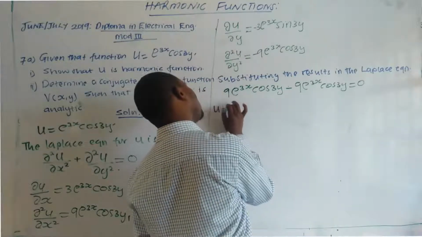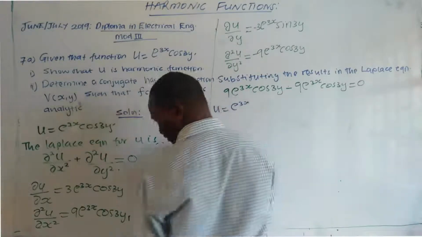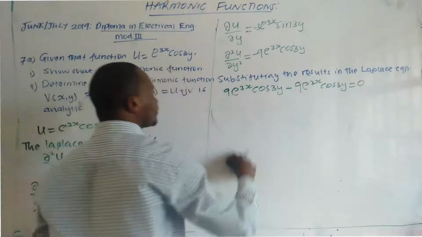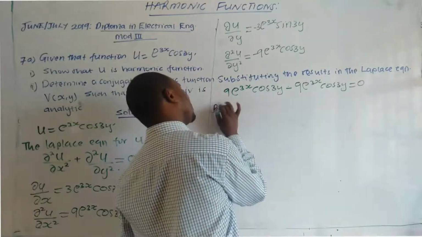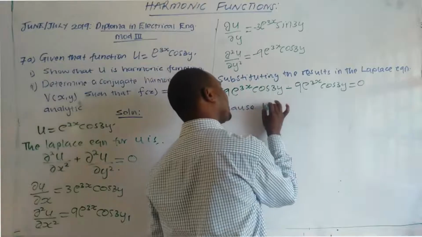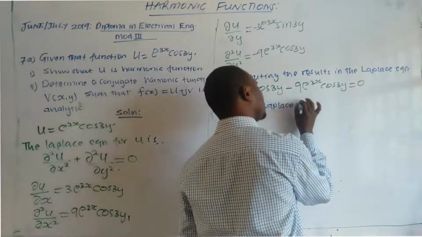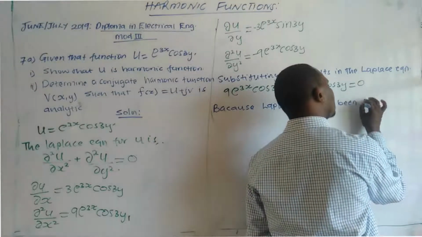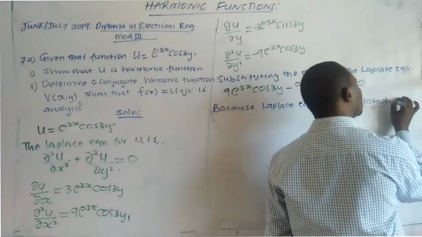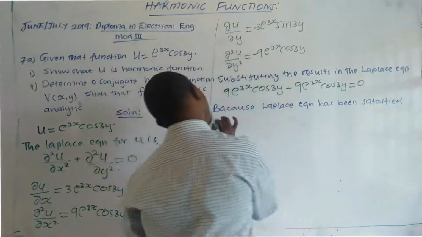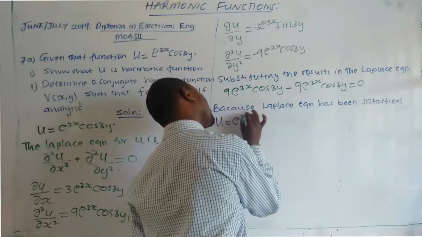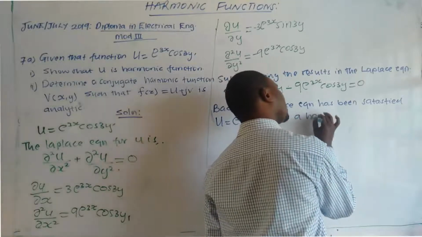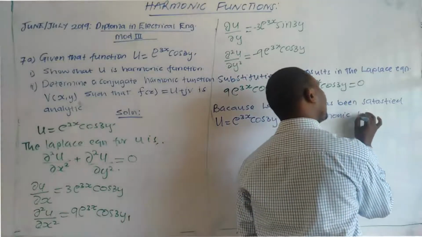You can say u is equal to exponential 3x cosine of 3y is a harmonic function because the Laplace equation has been satisfied.